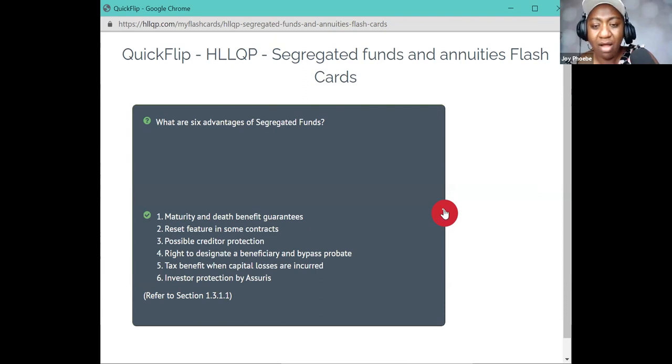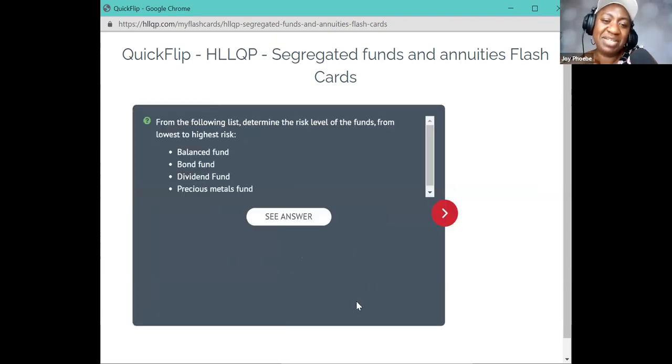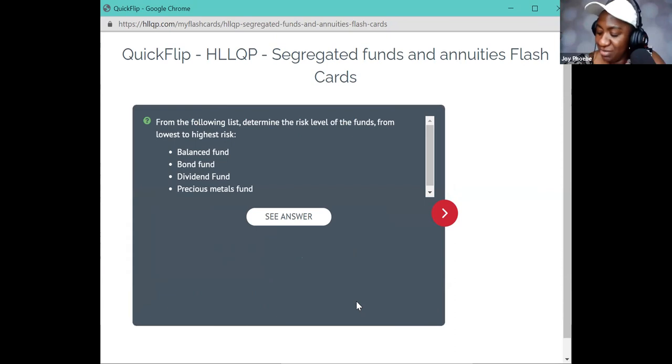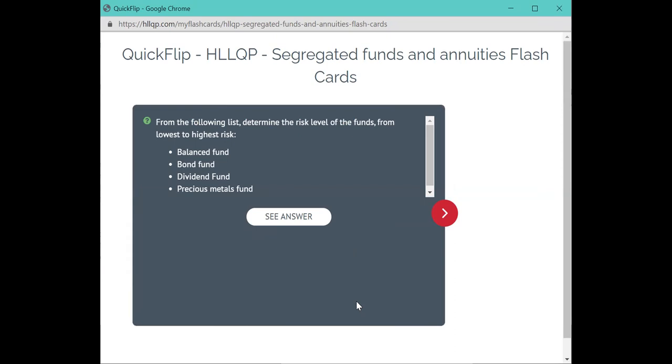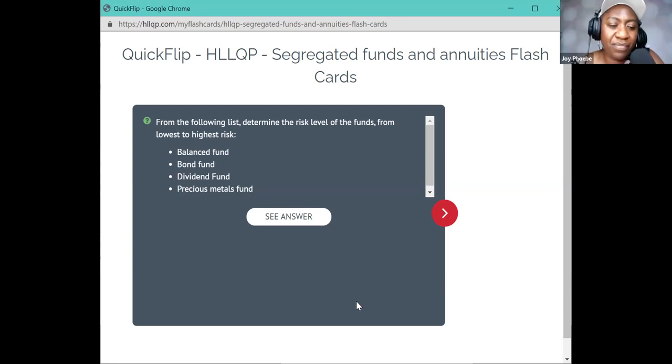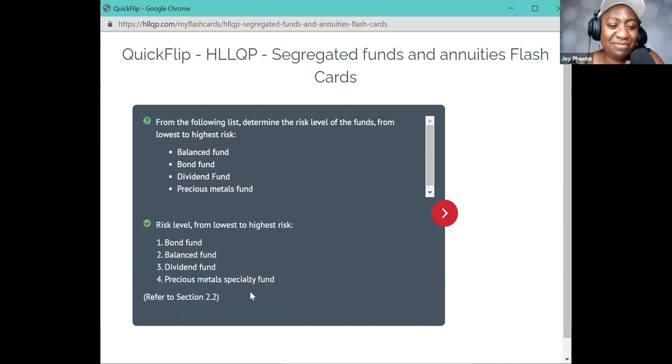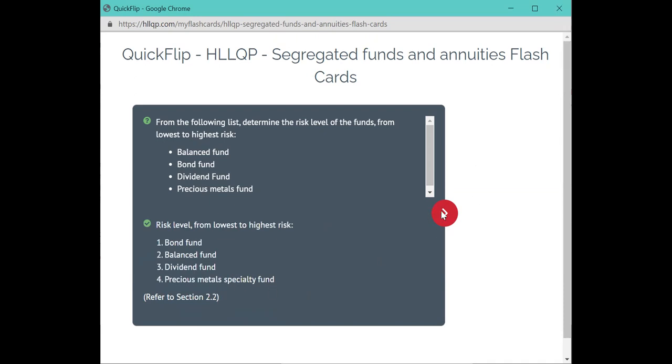From the following list, determine the risk level of the funds from lowest to highest: balanced funds, bond fund, dividend fund, precious metal funds. Which one is the lowest risk? Bond. Next, balanced funds. Then dividend. I don't know where precious metal belongs. I know dividend, then equity. So, bond, balanced, dividend, precious metal. Okay, we got it. Maybe it's equity that is precious metal.